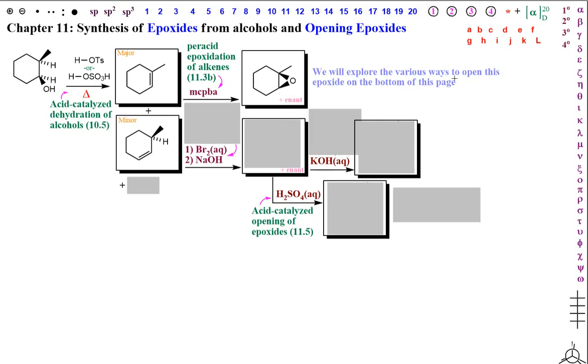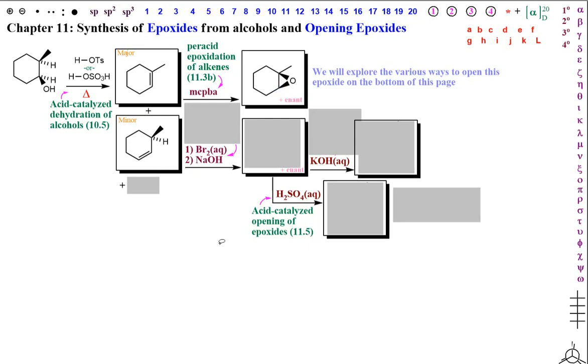We're going to explore the various ways to open this epoxide on the bottom of this page because it has different substitutions on each carbon. A more substituted carbon favors cations. A less substituted carbon favors attack by strong or medium nucleophiles. All of this in due time.